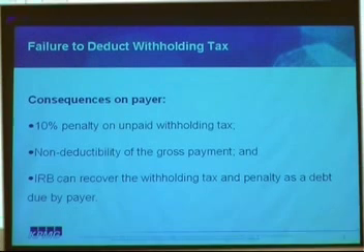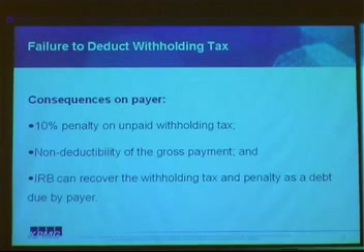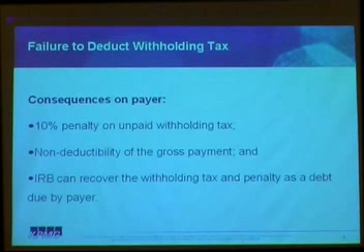What happens when one fails to deduct the withholding tax? Note that the consequences is on the payer, the person who made payment to the taxpayer. It does not have any consequences on the taxpayer himself. If the payer fails to withhold the tax and remit the tax to the Inland Revenue Board within the stipulated timeline, there will be a 10% penalty on the unpaid withholding tax. This, however, does not apply to the withholding tax under Section 109C.